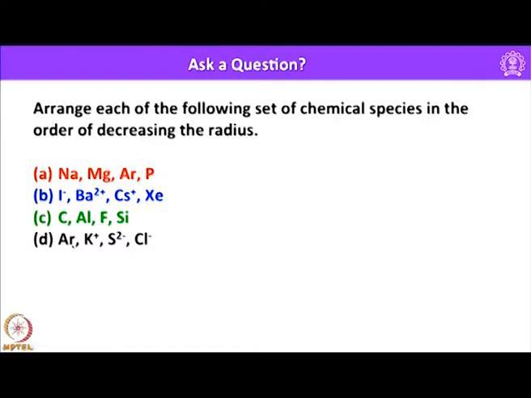In the third series, we have carbon, aluminum, fluorine and silicon, and in the last one we have argon, K plus, S2 minus and Cl minus ions. Let us start one at a time. First we have to identify the elements present in the series and write down the atomic number, and by looking at the atomic number and their relative positions in the periodic table, we should be able to write it without any problem.